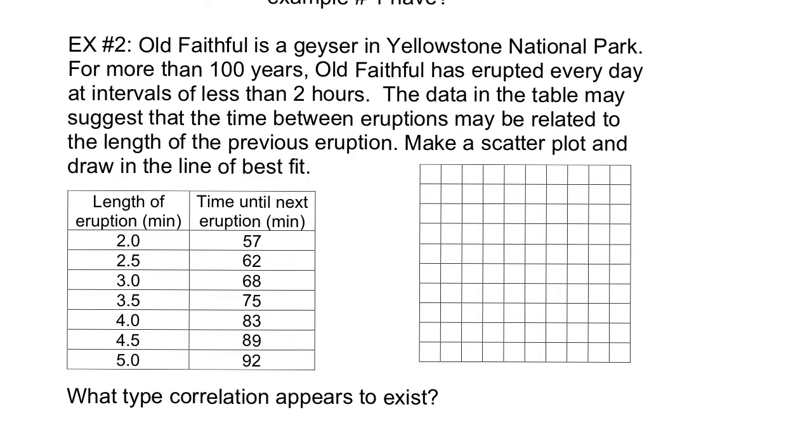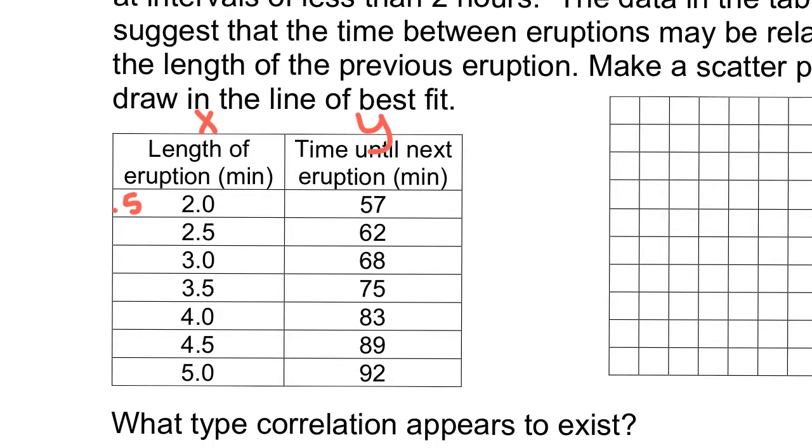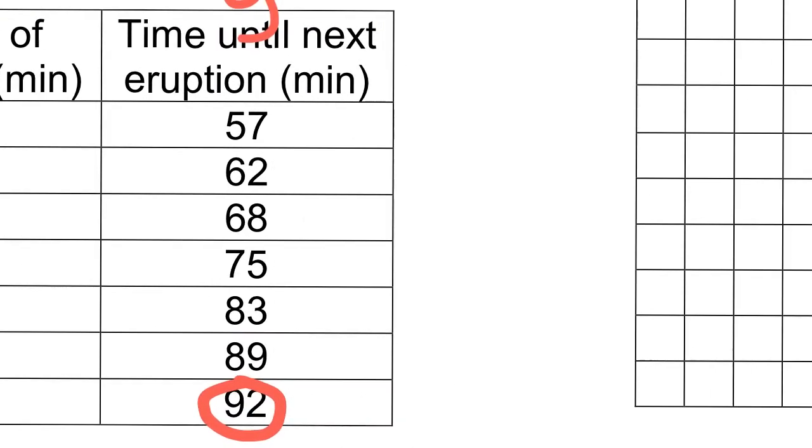So let's first start with looking at our data. This is the X, this is the Y. We'll label those accordingly. Look at your intervals. Perhaps it would be good to go up by 5 or 10. And looking at the times of eruptions, since our highest value is 92, then it seems fair to begin with 10 and go up by intervals of 10.